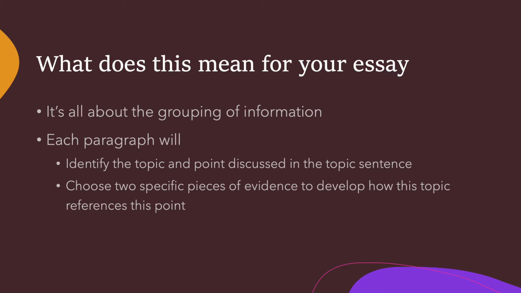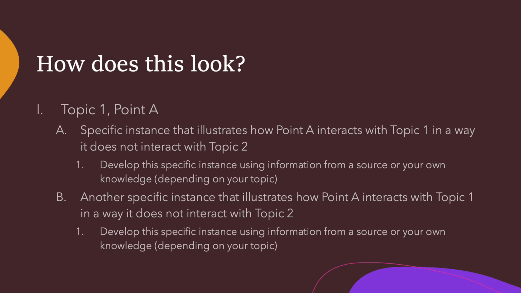So then, within your body paragraph, you want to choose two specific pieces of evidence to develop how this topic references this point. What does this look like? The best way for me to show you is in a little bit of an outline format, okay? This is one particular body paragraph. It's the body paragraph that deals with topic 1, point A, okay? And topic 1, point A is going to be discussed in terms of two specific points, or specific instances, as this slide says, in capital A and capital B, right?